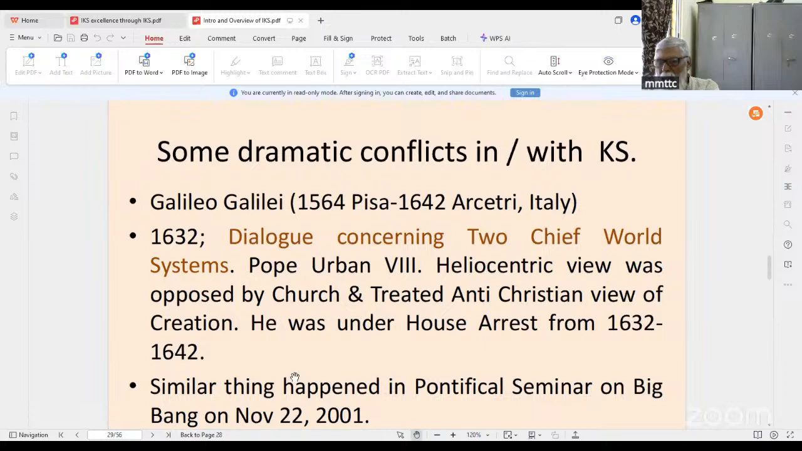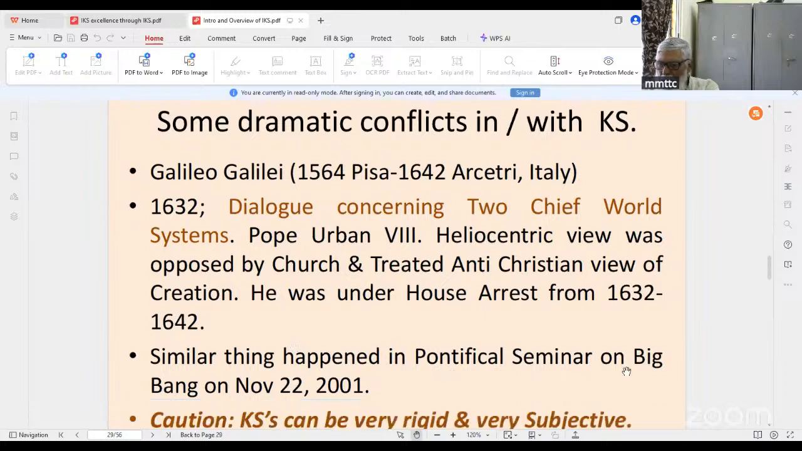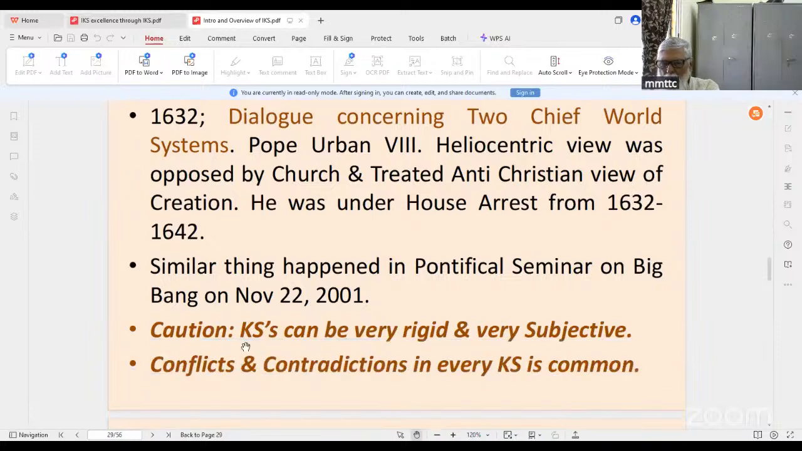Very similar thing happened in another seminar on Big Bang done in the same Vatican on November 22nd, 2001. So you have to be very careful. All knowledge systems can be very rigid and very subjective. Conflicts and contradictions in every knowledge system are common.